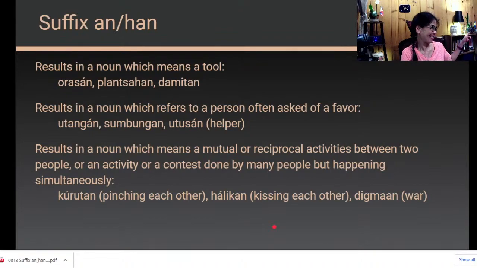Halikan. What does halikan mean? Halik is the root word. Halik means kiss. Bruce kisses me, I kiss Bruce back. So halikan, there is reciprocity. Halikan, kissing each other. Now another word, digmaan. The root word is digma, which means war. So the event that's going on, fighting with each other, shooting each other, we call it digmaan or war.